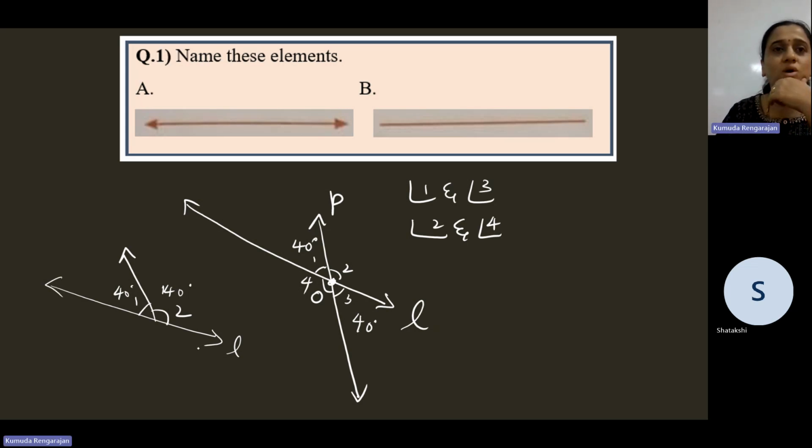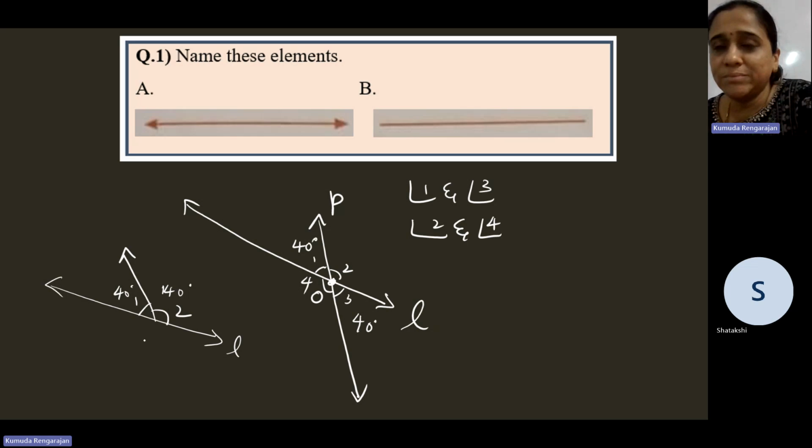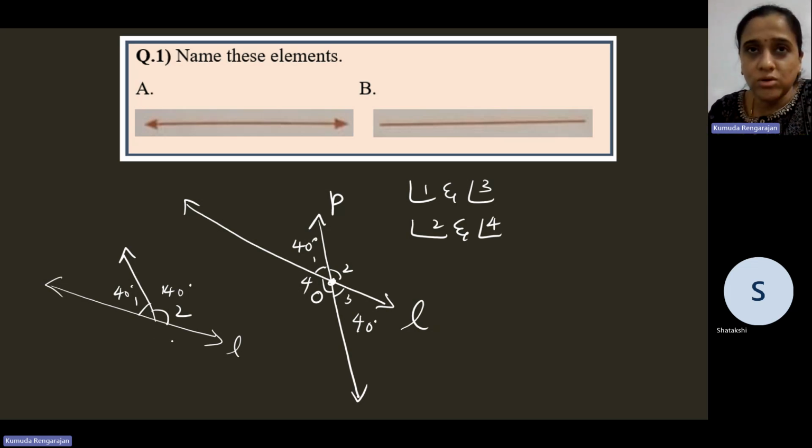Vertically opposite angles are formed when two lines intersect at a point. That's the first thing. Now there will be four angles formed around that point. Here that point is O. The lines are L and P. Line L and line P, they meet at point O. Four angles are formed around O. We have numbered them 1, 2, 3, 4.